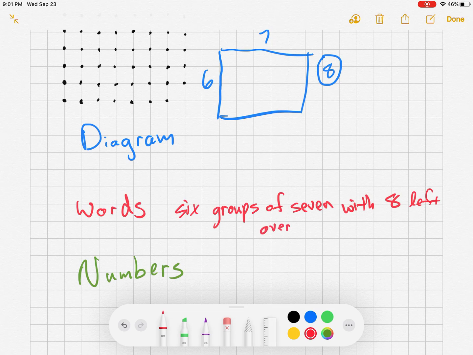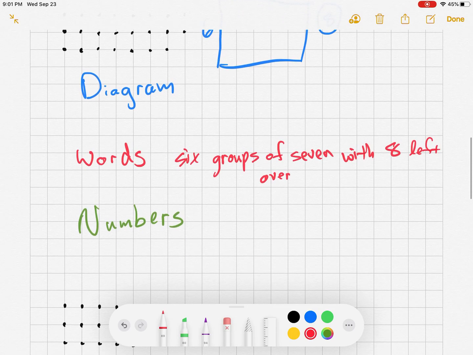I have no idea why I wrote 8 as a number and the rest not. It just must have occurred to me there. So we can take that 6 groups of 7 with 8 left over, and we can write that into a mathematical sentence. Now, before I do that, you could be arguing, hey, I want 7 groups of 6 with 8 left over. Okay, sounds good. I won't argue that with you. It's just a different way of doing that even, right?